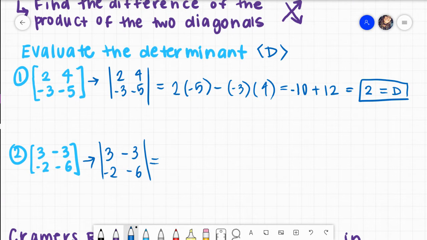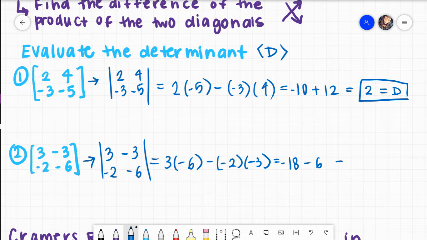Okay, and what I do is 3 times a -6, subtract from that a -2 times a -3. 6 times 3 is 18. Signs are different, so it's negative. 2 times 3 is 6. Signs are the same, so it's positive. And then that negative makes it a -6.